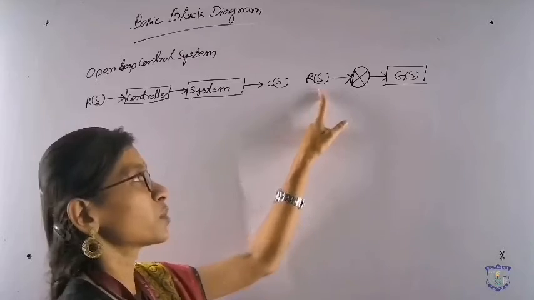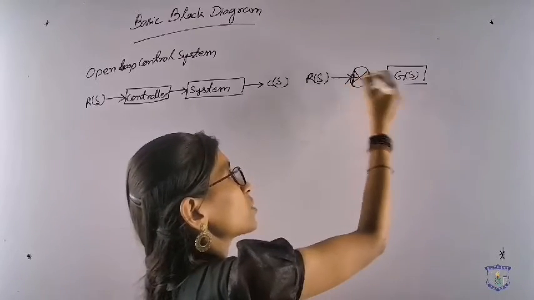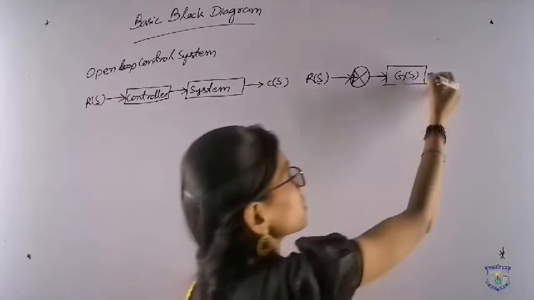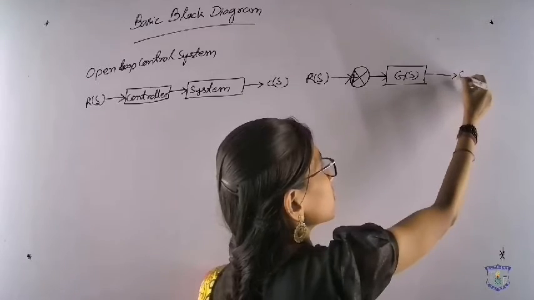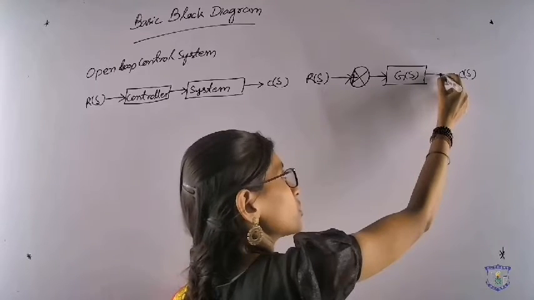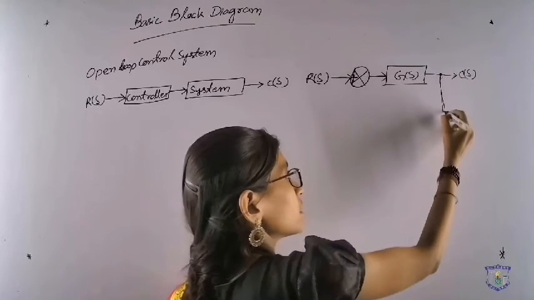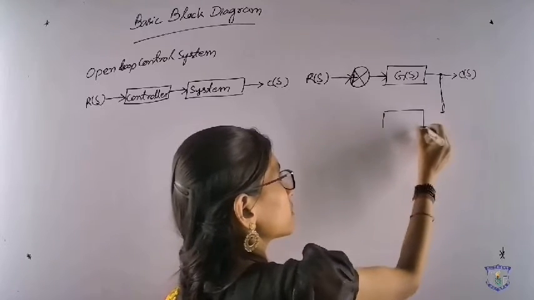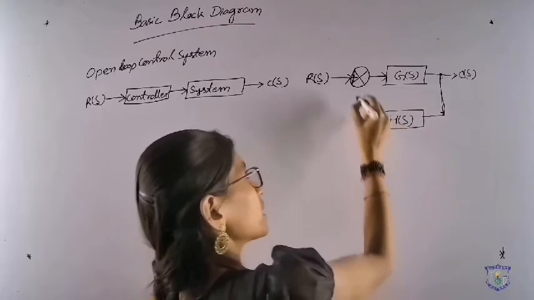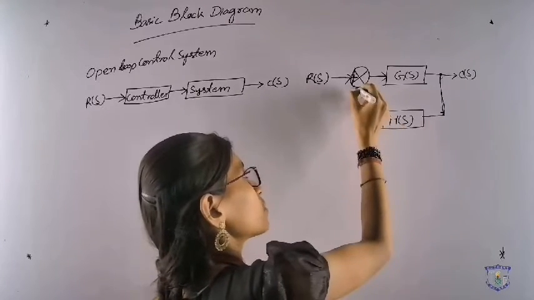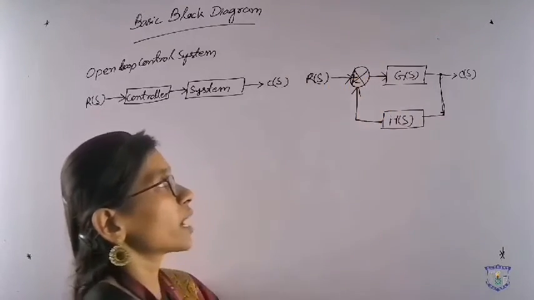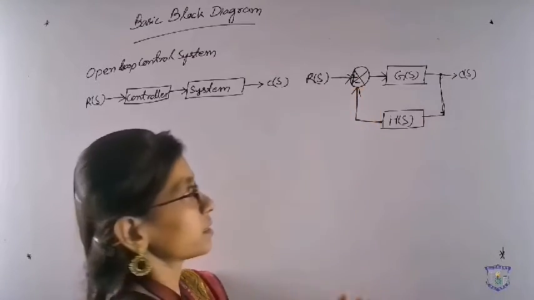This R is the reference input. Through a summing point, it is connected to the system, where G of S indicates the system transfer function. C of S is the output response. From this output, by taking a feedback through the gain H of S, we can connect it to this summing point. Here I am taking a negative feedback, so at the summing point I am giving a negative sign.